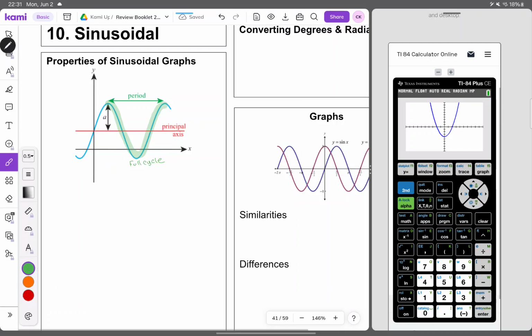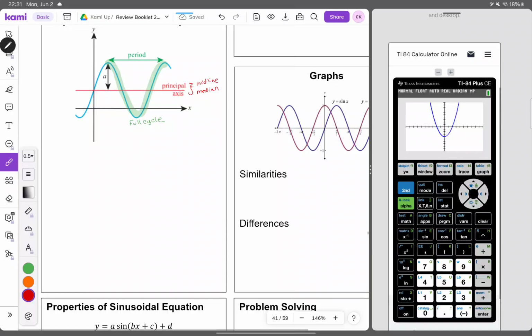Okay. Then we have our principal axis. This is also sometimes called the midline or the median. And it's just the middle point between our highest and lowest point. So if we wanted to find the principal axis, we would go max plus min divided by 2. And that's going to tell us what our principal axis is.